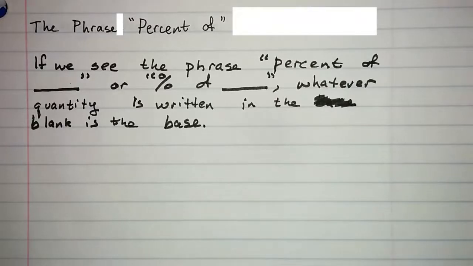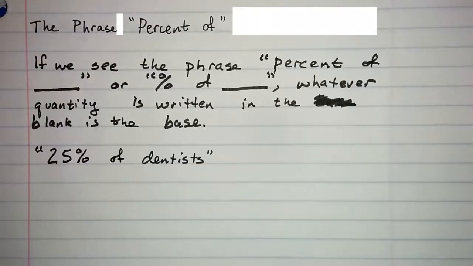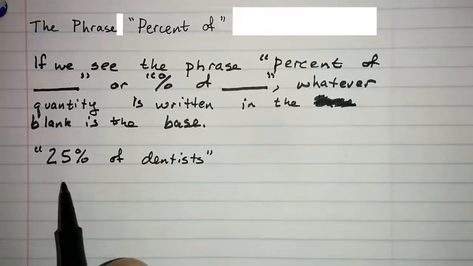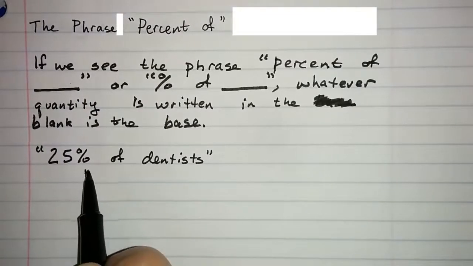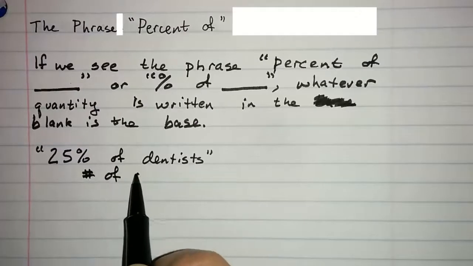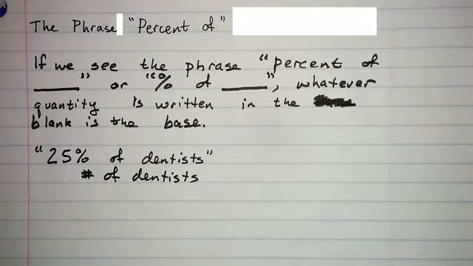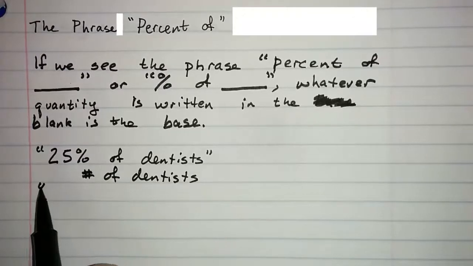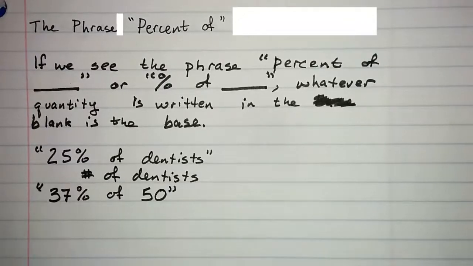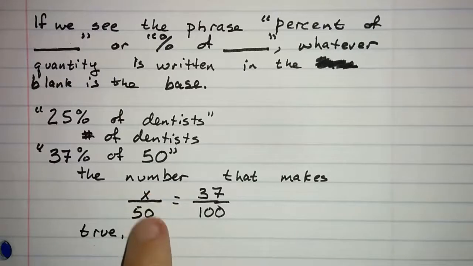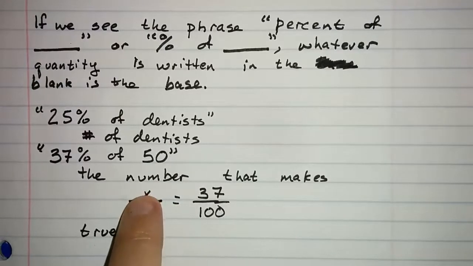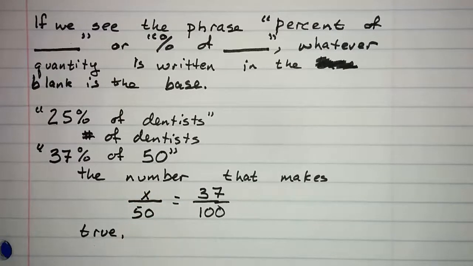So for example, if we see the phrase 25% of dentists, then the base is the number of dentists. Sometimes we'll just write a number in the blank. If we see the phrase 37% of 50, well, that means the number that makes our percent proportion true when we fill it in for the portion, and the base is 50.